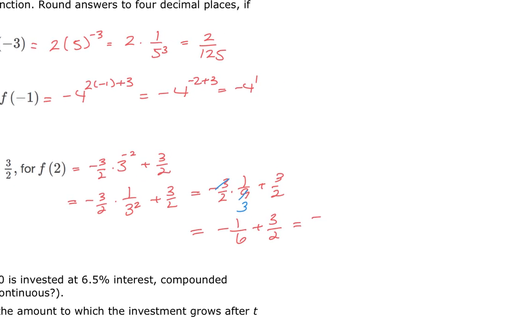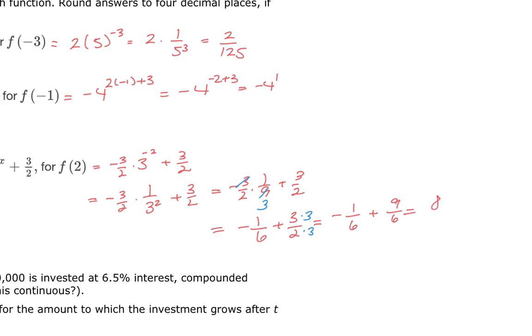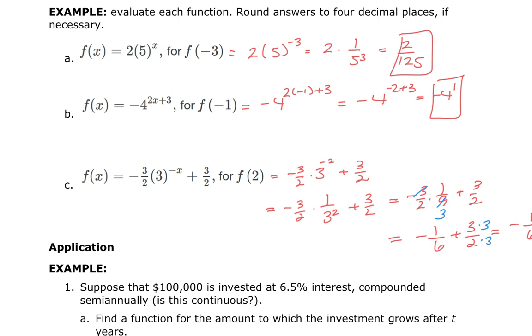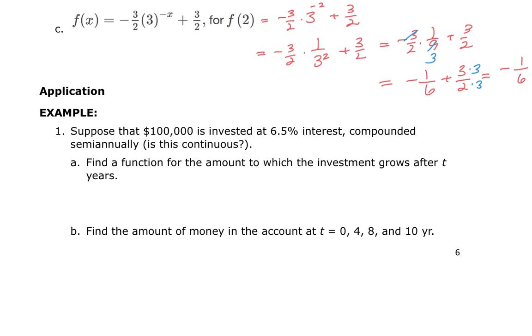Common denominator is 6. So negative 1/6 plus, multiply this by 3 and this by 3, plus 9 over 6. So I get 8 over 6, and this reduces to 4 over 3. And those are my answers. It says to round, but I didn't have a calculator, so that's quick.